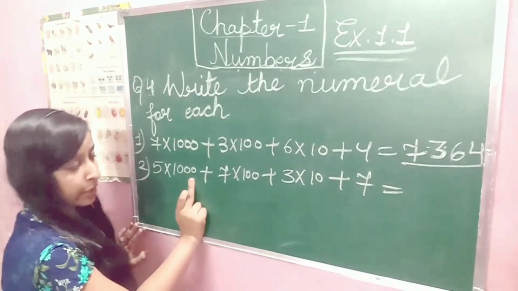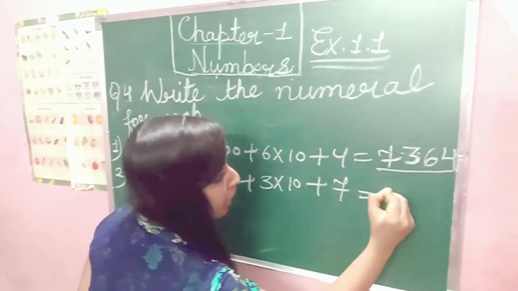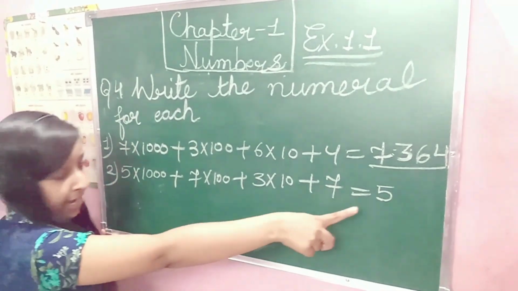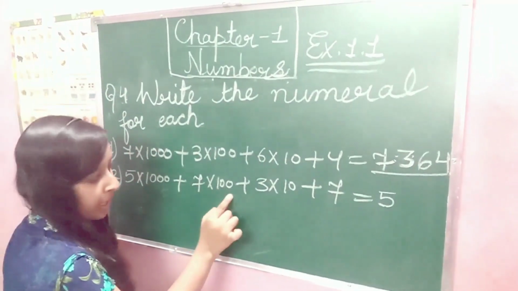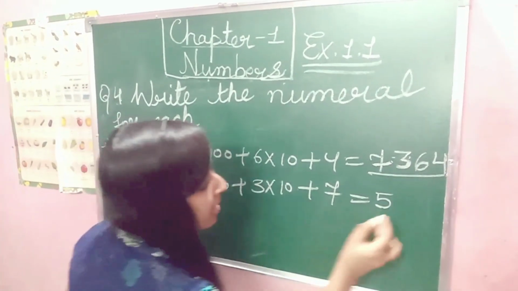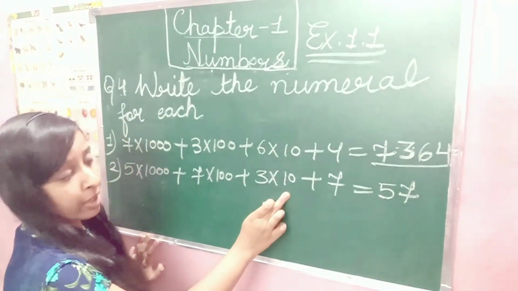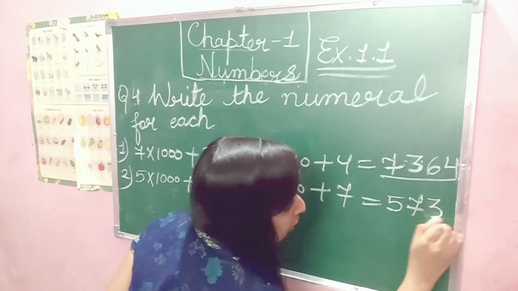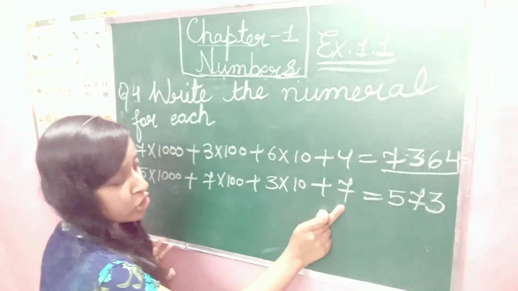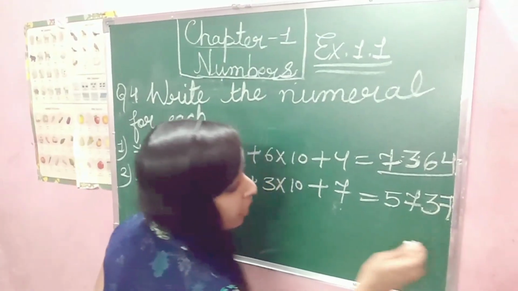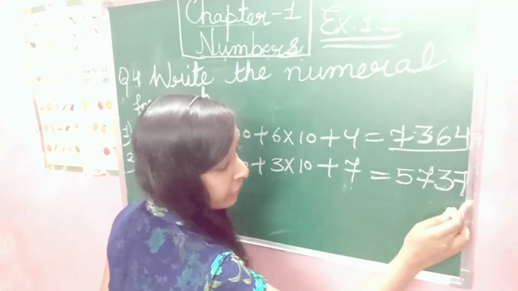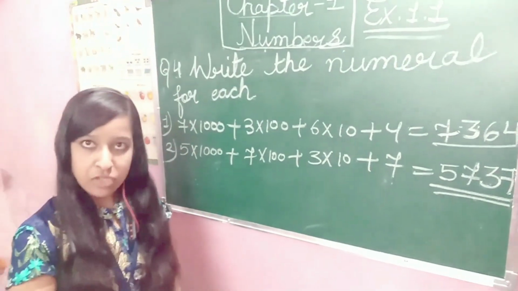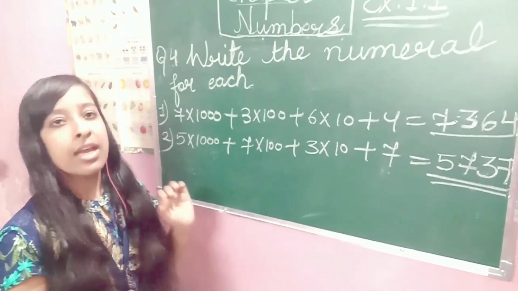5 multiplied by 1000, what it became? 5000. And 5 is at which position? Thousands place. So you have to write at thousand place. 7 multiplied by 100, what it became? 700. And 3 multiplied by 10, what it became? 30. Write 30. Now 7 at ones position, so you have to write 7 over here. What it became? 5737. Next, all the points you have to do in your Maths Fair copy. It is a very easy and simple question.